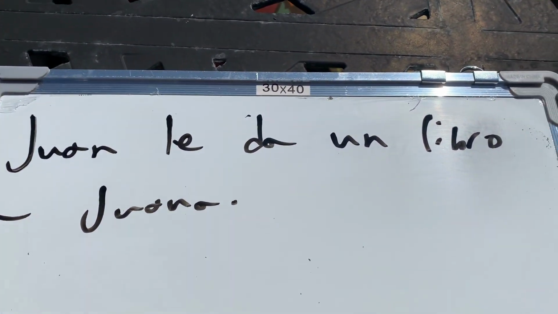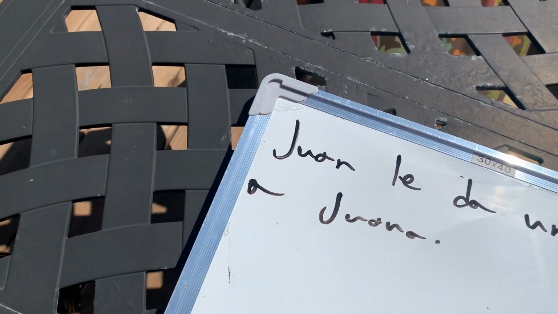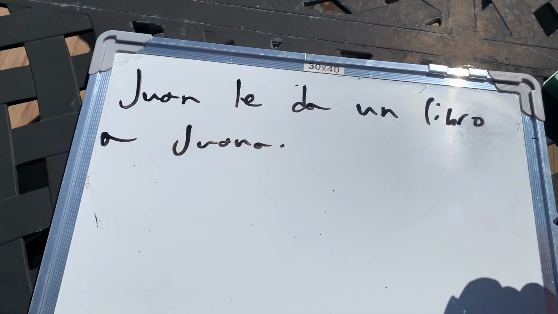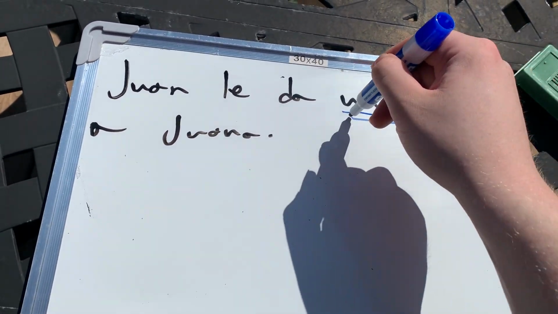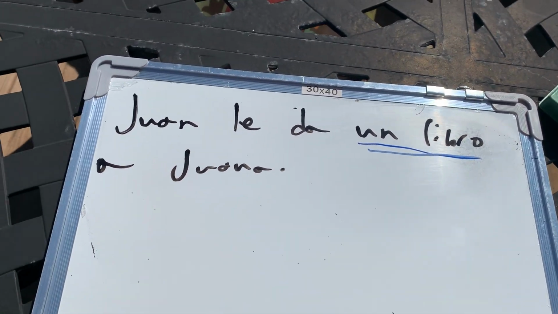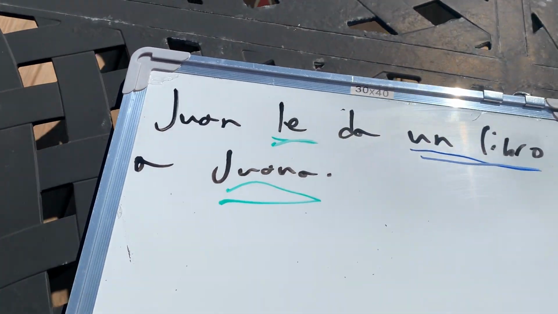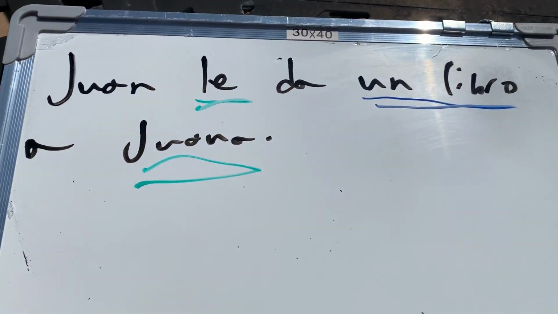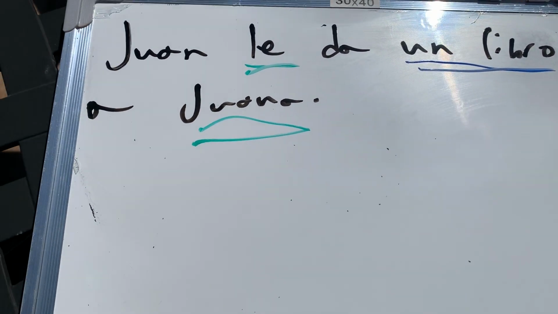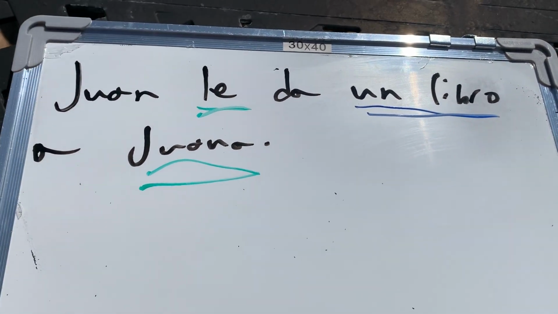So first off, let's break this down. What is Juan giving? Because remember, again, dar is our verb to give. What's being given? Un libro. And then to whom is it being given? Who's benefiting from the action of giving? Juana. But we're going to see here that it's a little bit different when we simplify it down.